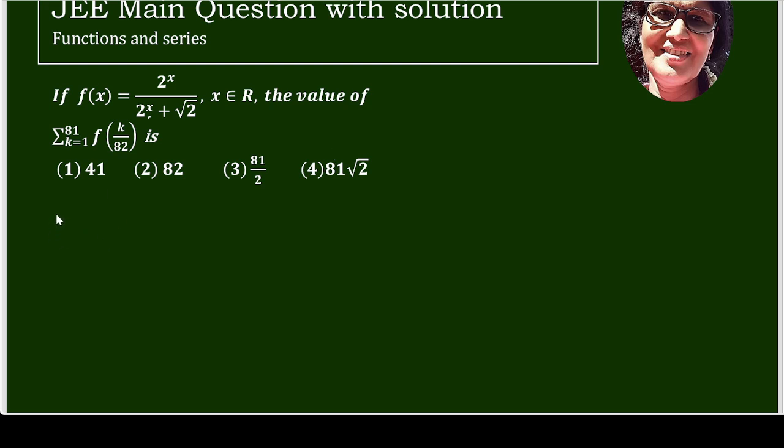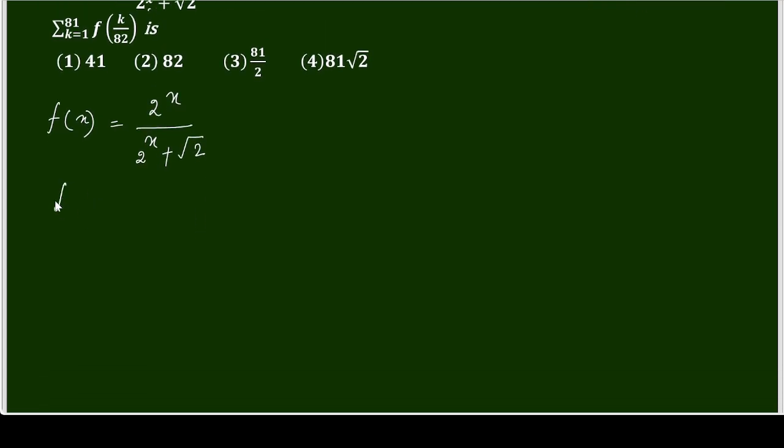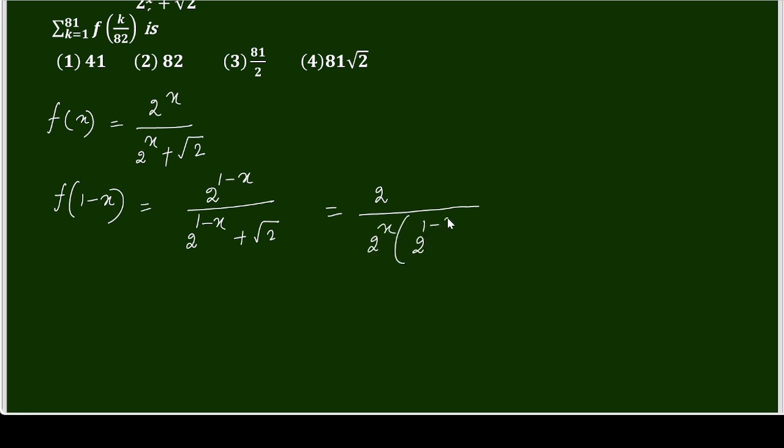So starting from f of x equals 2 power x over 2 power x plus square root 2. It is given. So I'll get f of 1 minus x. Let's see how much it will be. It will be 2 power 1 minus x over 2 power 1 minus x plus square root 2. I am simplifying this. So 2 to the power 1 minus x can be written as 2 over 2 power x, and 2 power 1 minus x plus root 2.